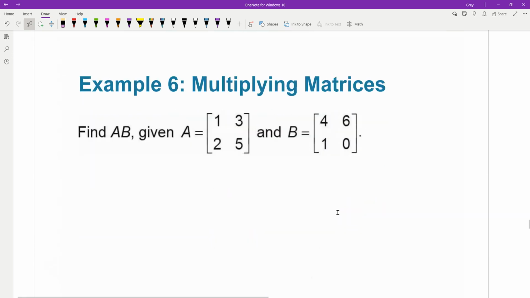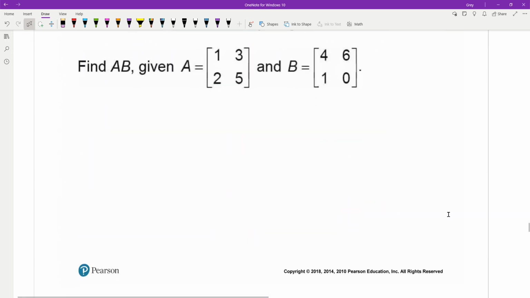So let's go do one. All right, this is example 6. A is [1 3; 2 5], B is [4 6; 1 0], and I have to multiply those. You don't have to show me all this work when you do it, y'all. There's a lot of mental math, but if you do and you miss one little thing, obviously it helps you on the partial credit front.